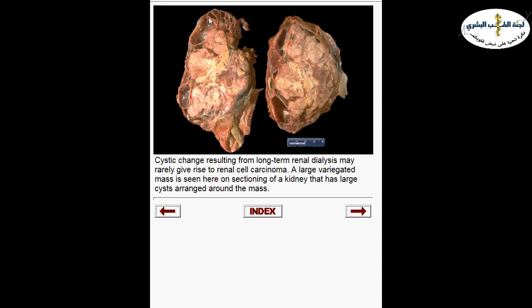If you look, this is acquired cystic disease from a patient who already has renal failure. But if you look here in the center, there is a big solid mass with areas of necrosis and hemorrhage. This is actually high-grade renal carcinoma on top of acquired cystic disease. That's why, for patients on renal dialysis, you have to carefully examine their kidney and follow them up because of this risk of cystic disease and cancer later on.